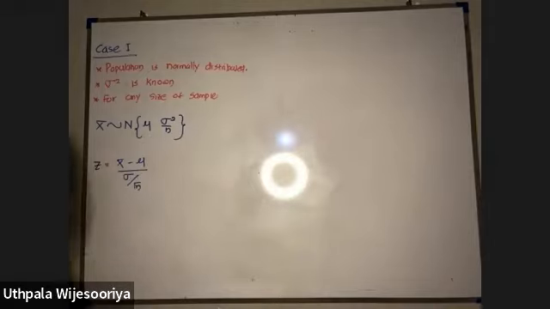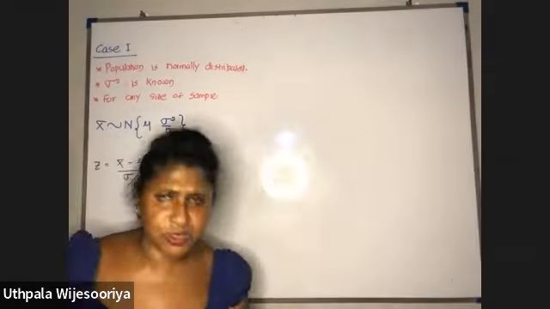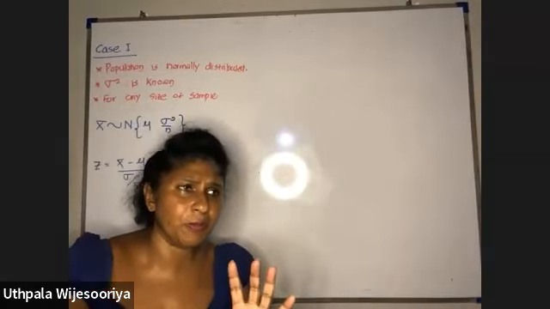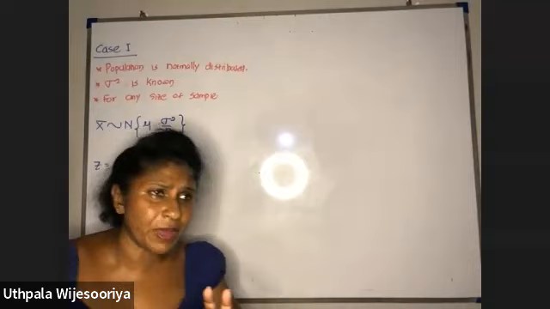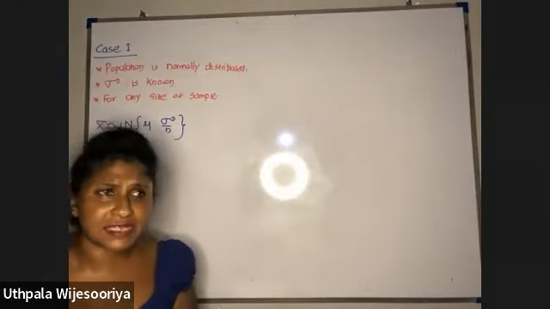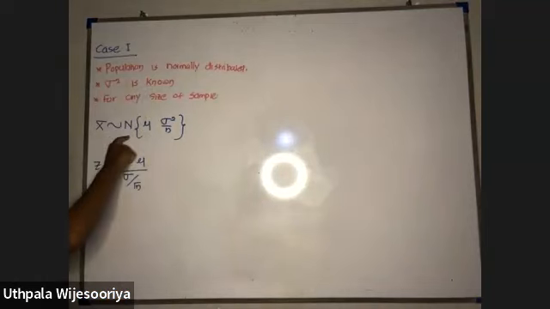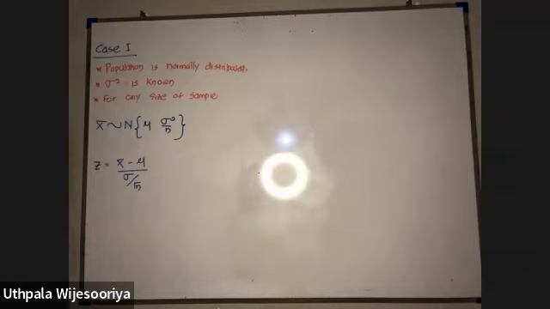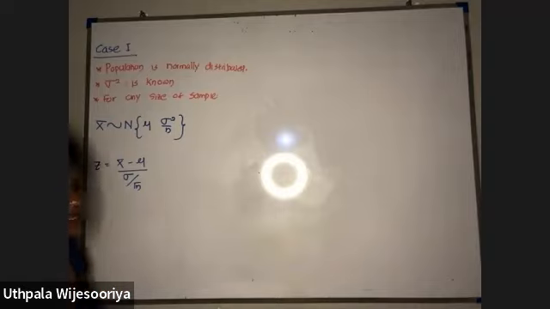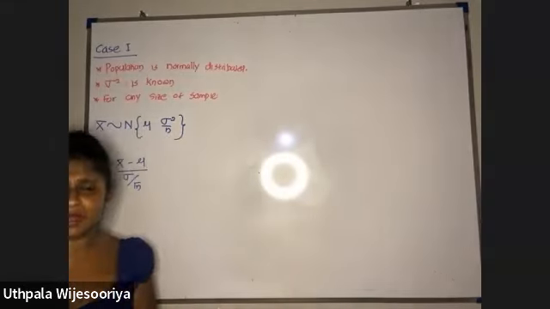So what is your case 1? You draw a sample of any size from a normal population with a known variance, and the sampling distribution of sample means is normally distributed with mean mu and variance sigma square over n. Its Z value is x bar minus mu over sigma over root n. This is your case 1.